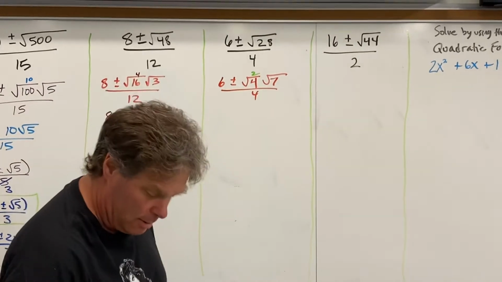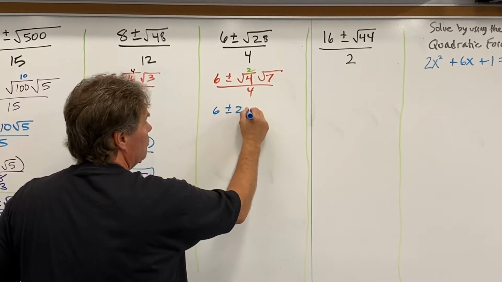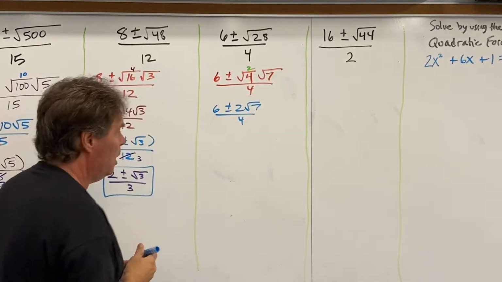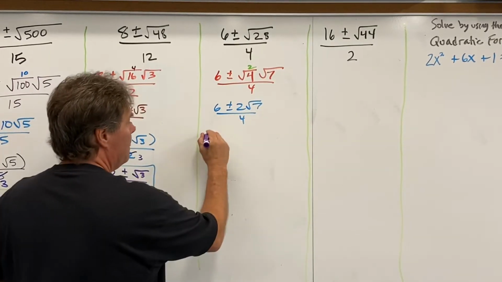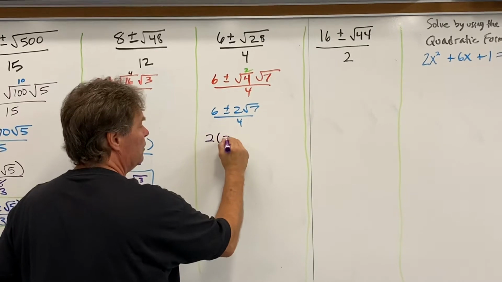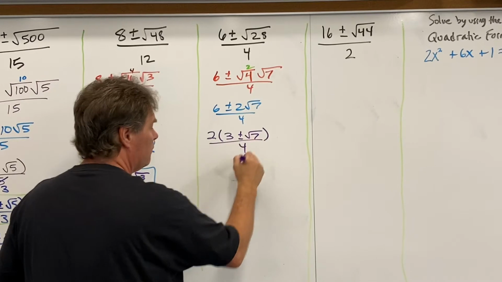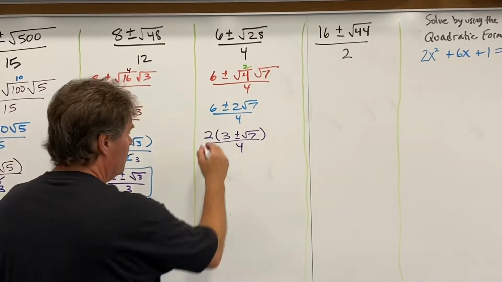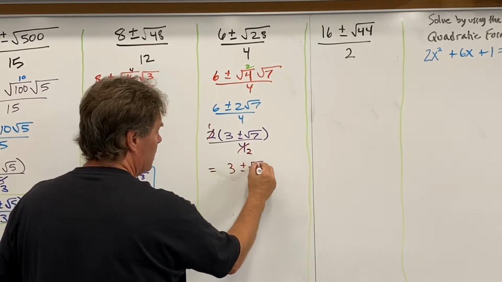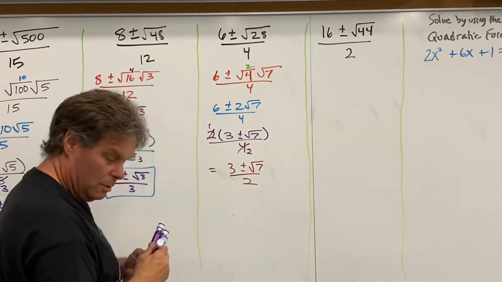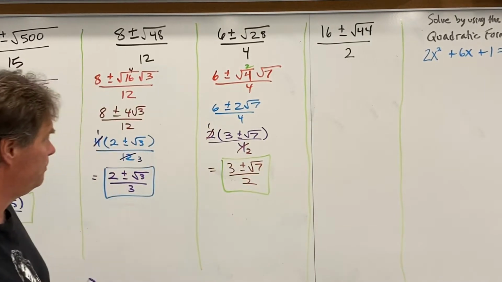Okay, now, that's going to give me 6 plus or minus 2 root 7, the whole thing over 4. Notice everything has a 2, so I can factor out the 2. 2 times 6 divided by 2 is 3, plus or minus 2 root 7 divided by 2 is root 7, the whole thing over 4. Now, the 2 and the 4 can cancel, be a 1 and a 2. We get 3 plus or minus square root 7 over 2. And that would be what your answer looks like. Okay?